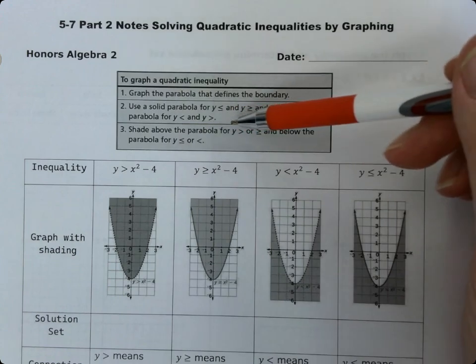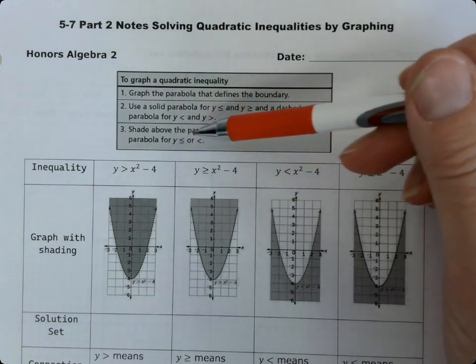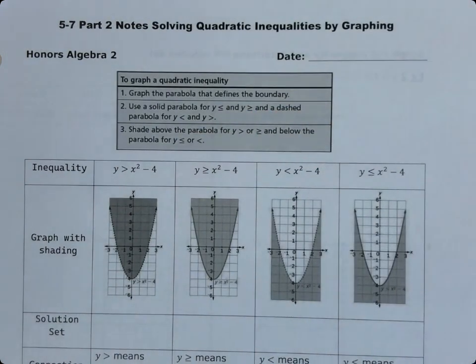Shade the parabola above if it's greater than or greater than or equal to. Shade it below if it's less than or less than or equal to. So we're not talking about in or out of the parabola. We're talking about above or below the parabola.